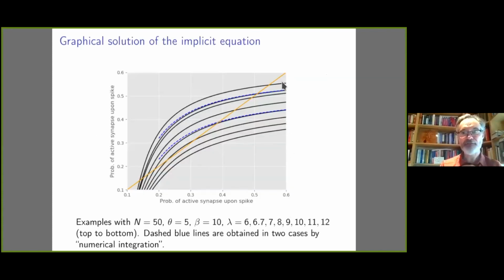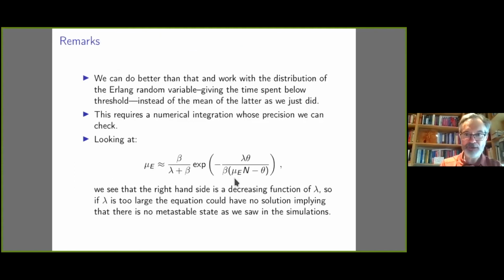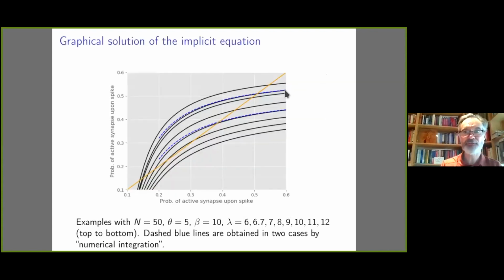Okay. So what does it look like? These are drawings of the right-hand side here for lambda equals 6, 6.7, 7, 8, 9, and so on. The dotted blue lines in these two cases are what I get with the exact solution, not replacing the Erlang distribution by its mean. You see that it's very close. So we have the key features that we observed.